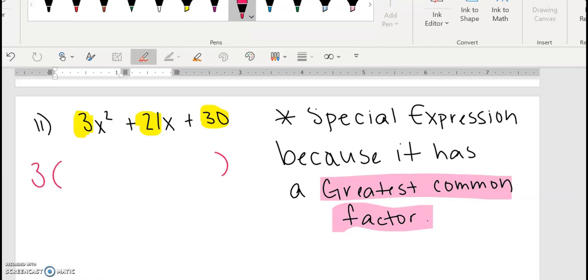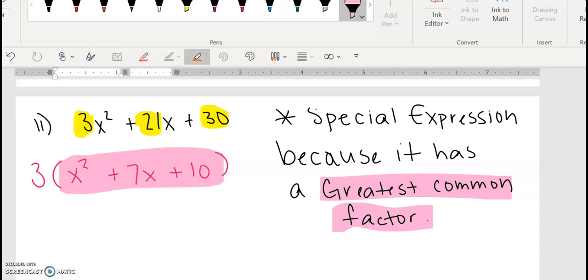We practiced this last week. Factoring a GCF of 3 out will leave us with x squared plus 7x plus 10. It's like dividing every term by 3. Now that a GCF has been factored out, I'm going to continue and factor what's left in parentheses. So this is really special in that it has to be factored in 2 different ways.